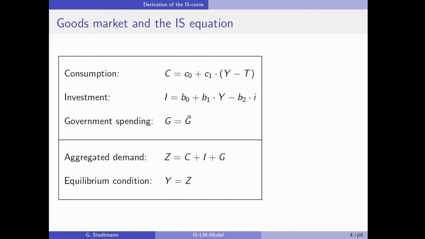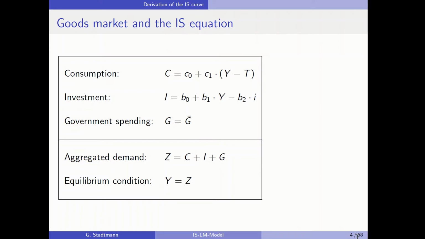You are familiar already with the first equation, the consumption function. Consumption depends on the autonomous component of consumption, C0, plus the marginal propensity to spend, C1. And then we have in brackets disposable income, the gross income Y minus taxes. So this is completely in line with Chapter 3.